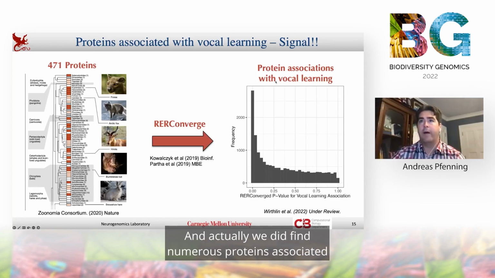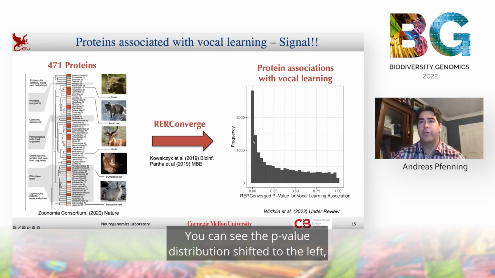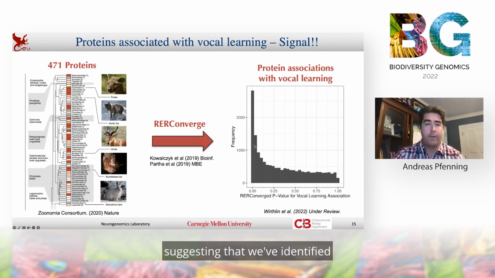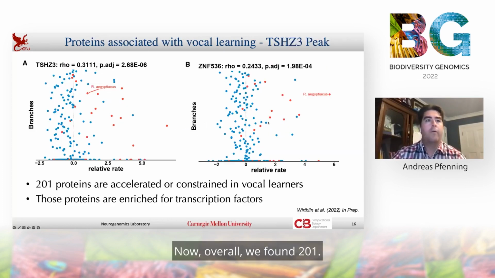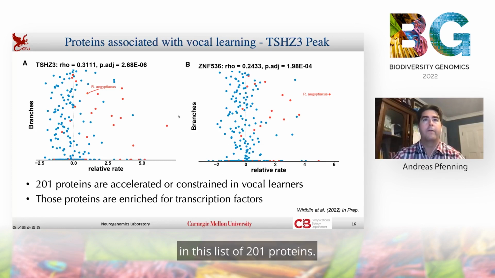And actually, we did find numerous proteins associated with vocal learning. You can see the p-value distribution shifted to the left, suggesting that we've identified several significant candidates. Now, overall, we found 201. I want to highlight two of them that were highly significant, TSHZ3, or T-shirt3, but also ZNF536. Both of them are zinc fingers and both of them are transcription factors. And transcription factors were enriched in this list of 201 proteins.